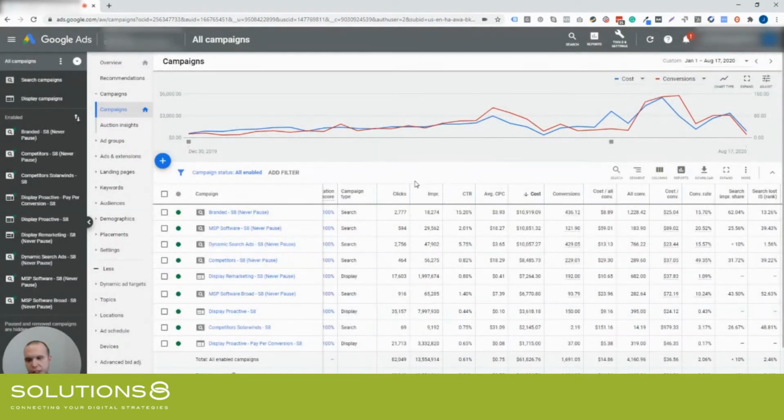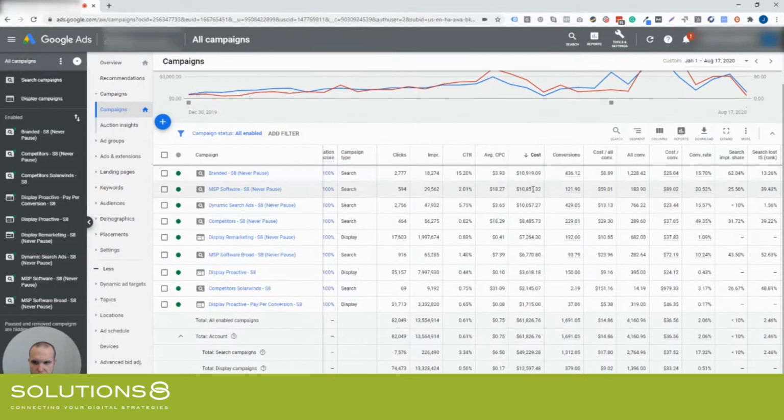As you can see on the screen, we're blocking out the brand name of the client so that we protect their identity. We have a few different types of campaigns running here, and each campaign has a fair amount of spend. This is since January 1st. And what you'll notice is that there are 1,691 conversions.